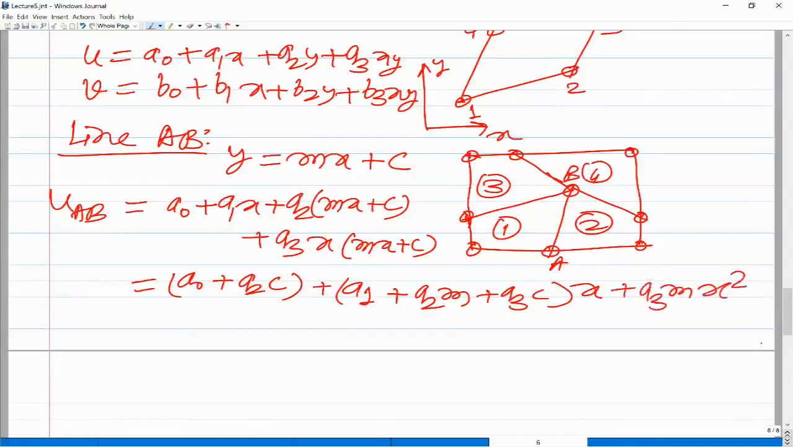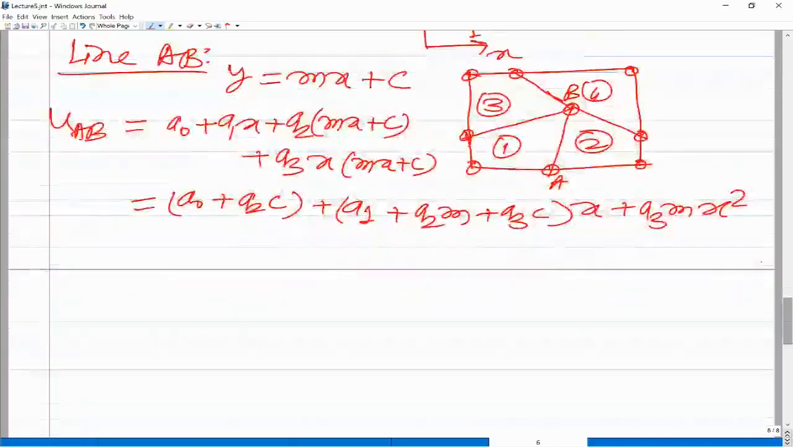So when we get the variation of u along AB from element 1, because it is quadratic and only the values at A and B are common, the variation of u along AB from element 1 would be different from what we get from element 2. So if u along line AB is not the same, then the element is not a compatible element.